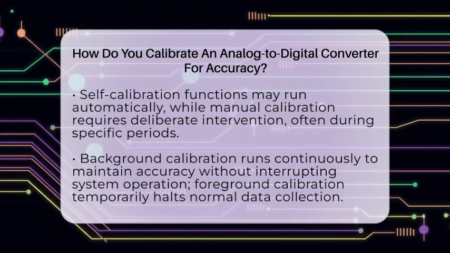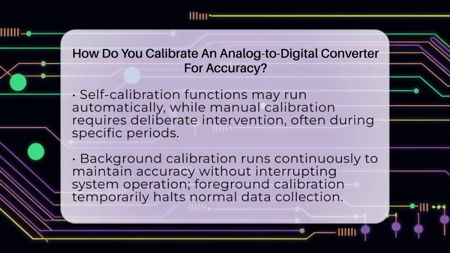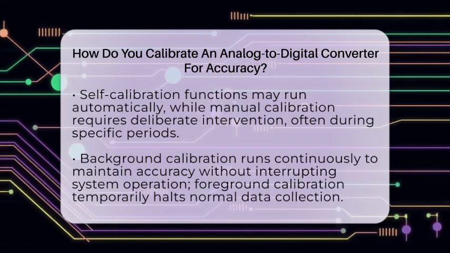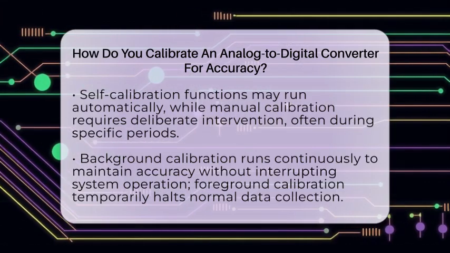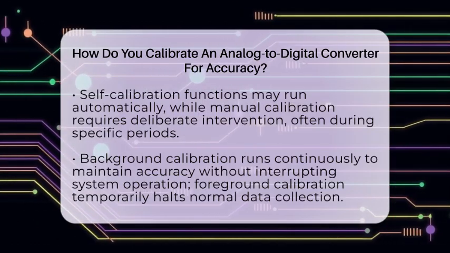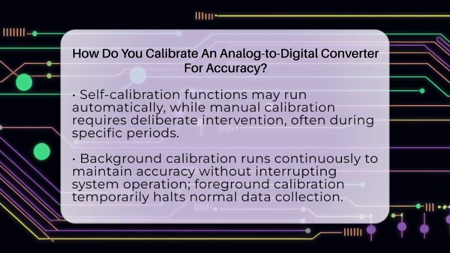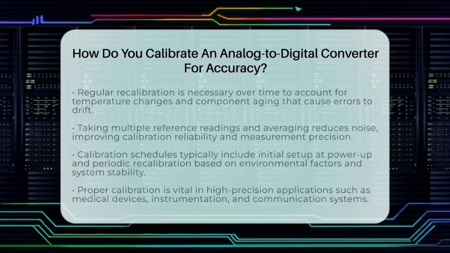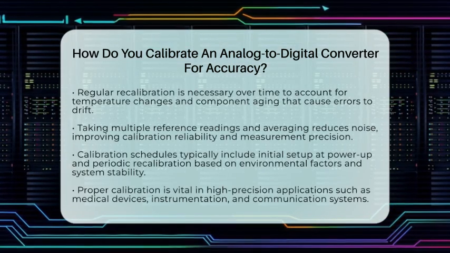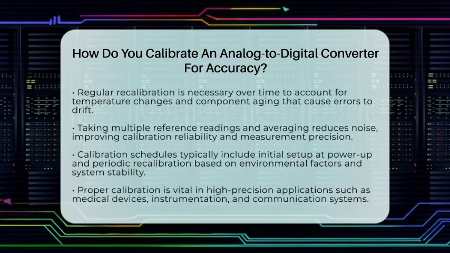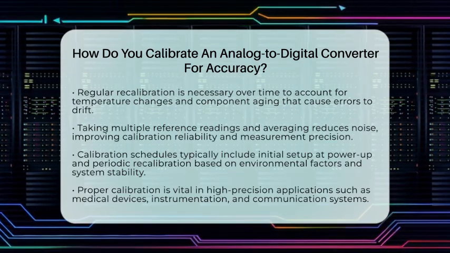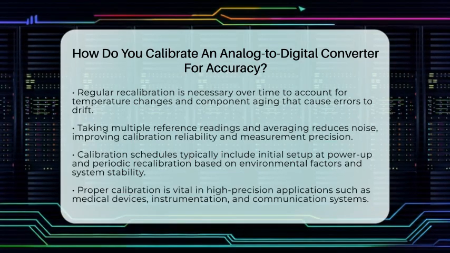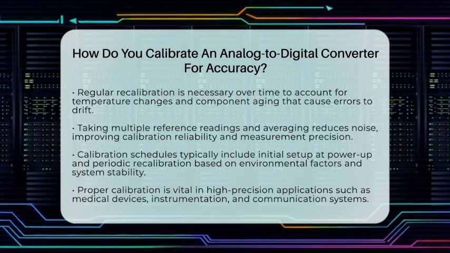To keep your system accurate over time, periodic recalibration is essential. Changes in temperature or component aging can cause errors to drift. Continuous digital calibration can run in the background, especially in pipelined ADCs, correcting errors in real time. To improve measurement precision, take multiple readings of the reference voltage and average them out. This reduces noise and makes your calibration more reliable.